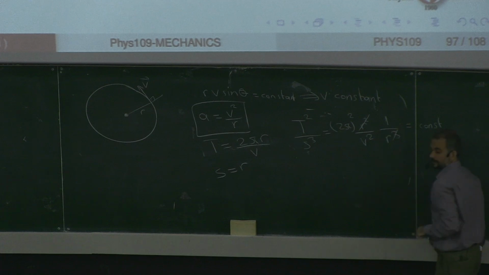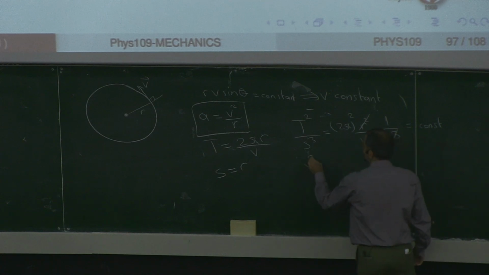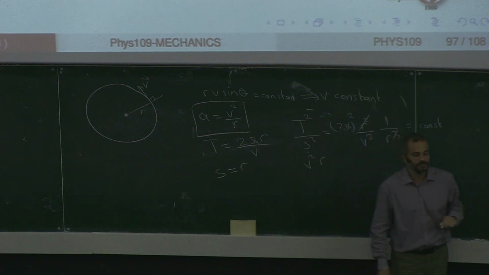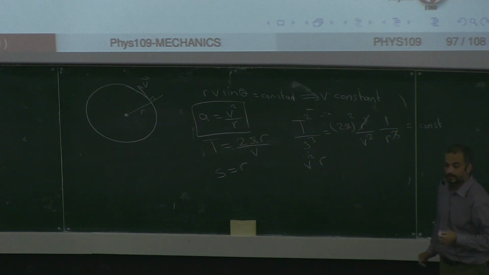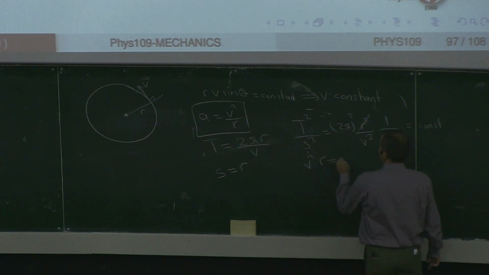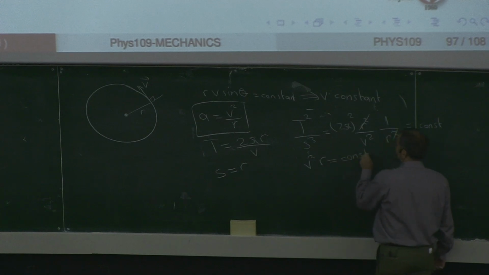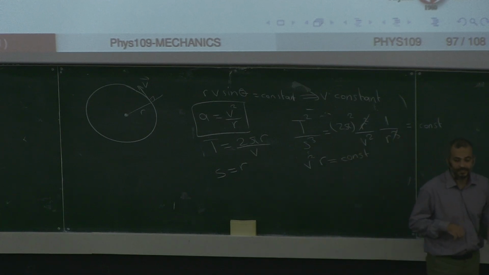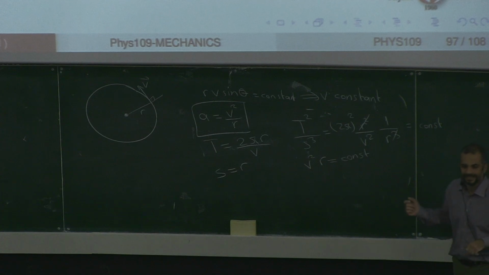I can cancel the 2 of the r's. Well, 2 pi squared is just a constant. So Kepler's third law just tells us that, for a circular orbit at least, v squared times r is constant. Well, it is constant in the sense that it is the same for all planets.